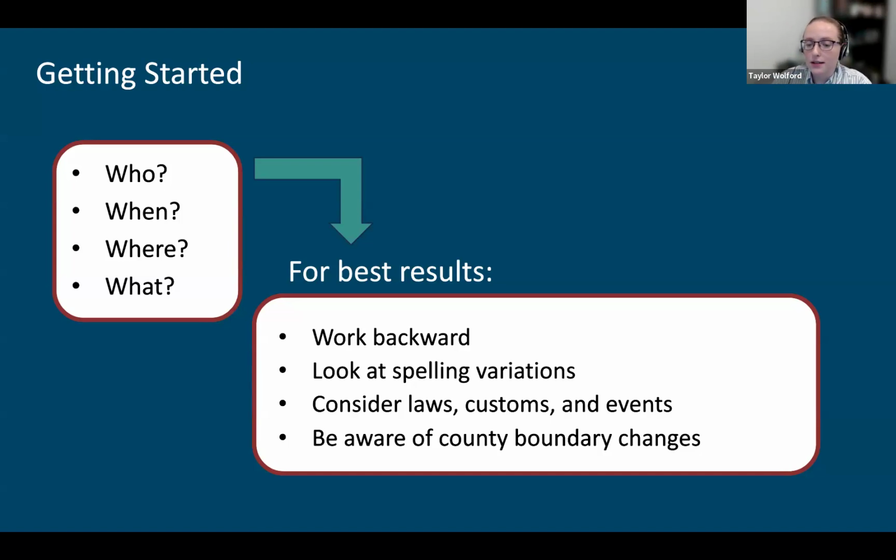It's also important to consider laws, customs, and events. I can give you one example. County lines changed over time. We have a map in the GHL reading room here that just provides you with more information about when counties changed county lines and at what points. The state of Tennessee was also at one point a part of what we consider North Carolina today.